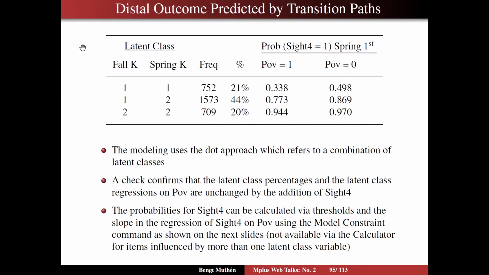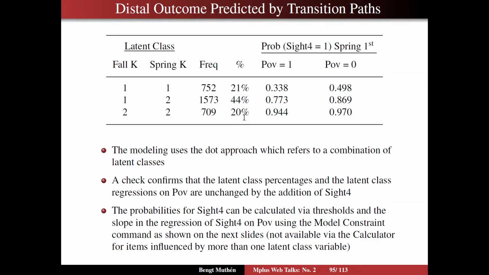Here on slide 95 then we can get back to looking at different transition paths. Here we have 3 rows corresponding to 3 transition paths. So we're talking about fall kindergarten, spring kindergarten, and the individuals can be in class 1 fall and stay in class 1 spring, or go to class 2, or start in class 2 and stay in class 2. Other combinations are so much less frequent that we can ignore them here. So those transitions have 21, 44 and 20% respectively in this sample.